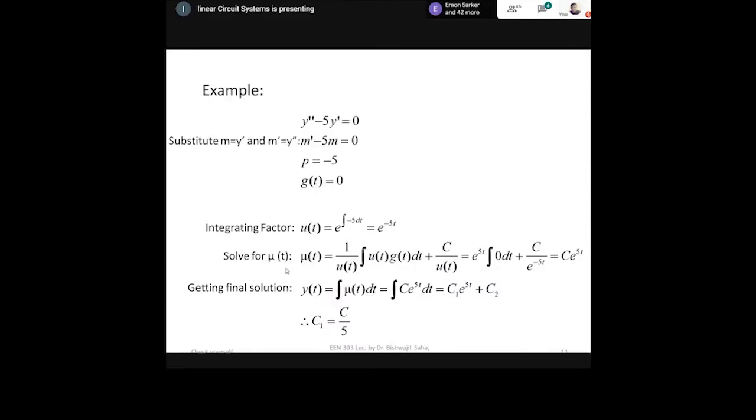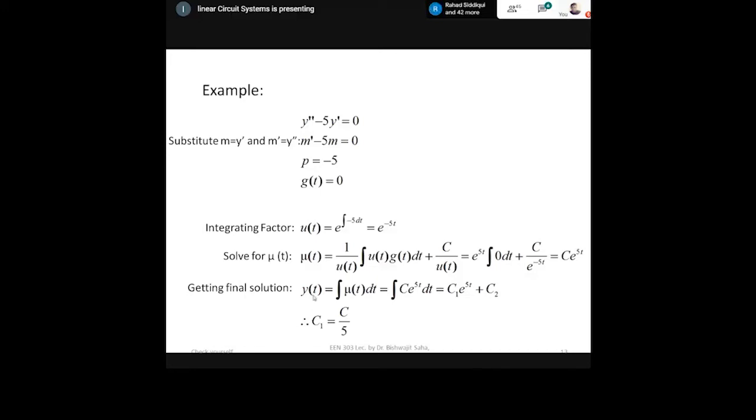After that, we need to find out the mu of t, and that mu of t equation is 1 over u of t times the integration of u of t g of t dt plus c. So we have broken that equation in this way. 1 over u of t, that means 1 over e to the power minus 5t, is going to be e to the power 5t. Then, since g of t is 0, the total term inside the integration is 0. Then plus c over u of t, that means c divided by e to the power minus 5t. Since 0 in integration is 0, this first term is 0. So finally we have c e to the power 5t. So c e to the power 5t is the value of mu of t.